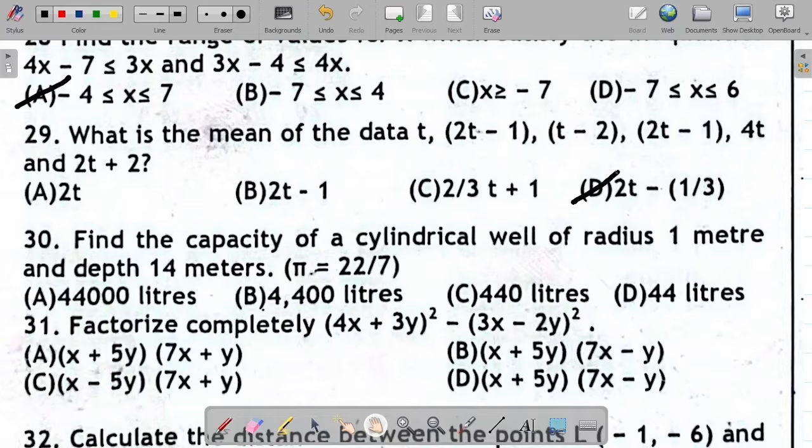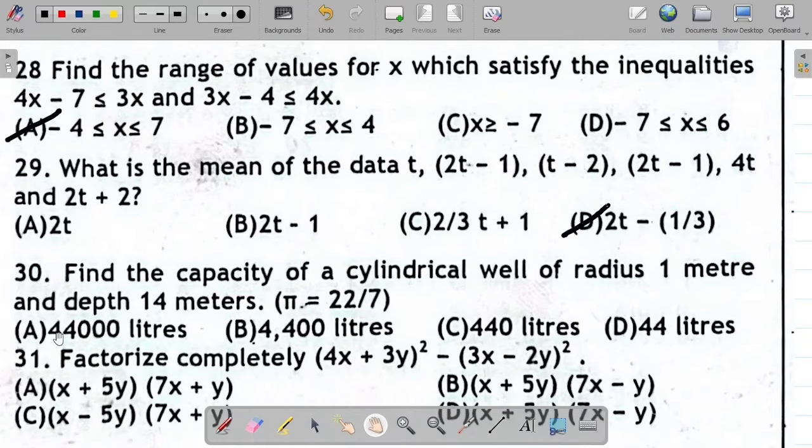Question 30 here says, find the capacity of a cylindrical well of radius 1 meter and depth 14 meters. Take pi to be equal to 22 over 7. A, you have this as 44,000 liters. B, 4,400 liters. C, 440 liters. D, 44 liters. So how do we solve this question?